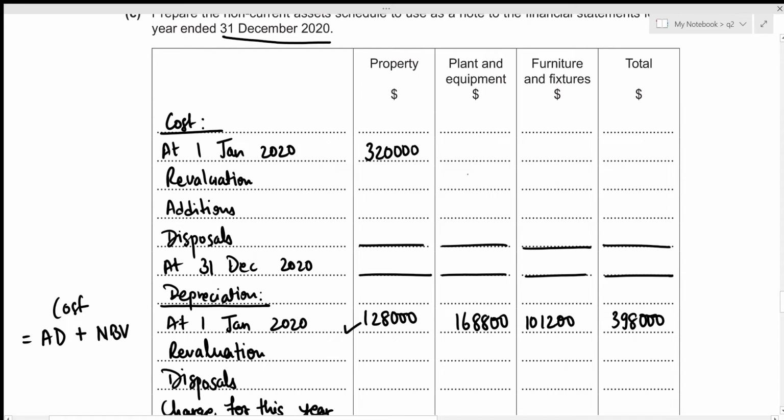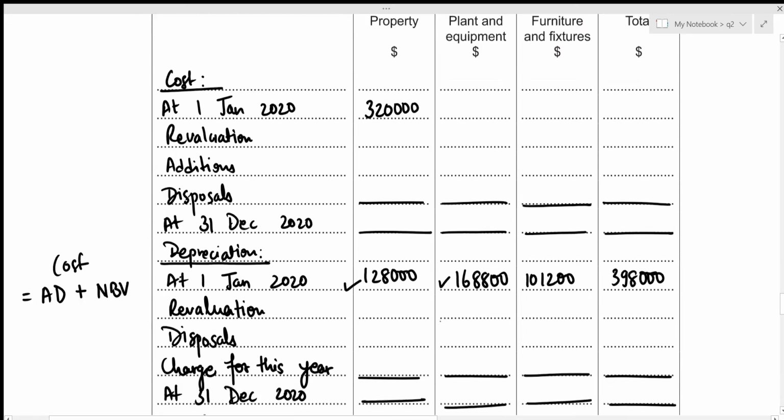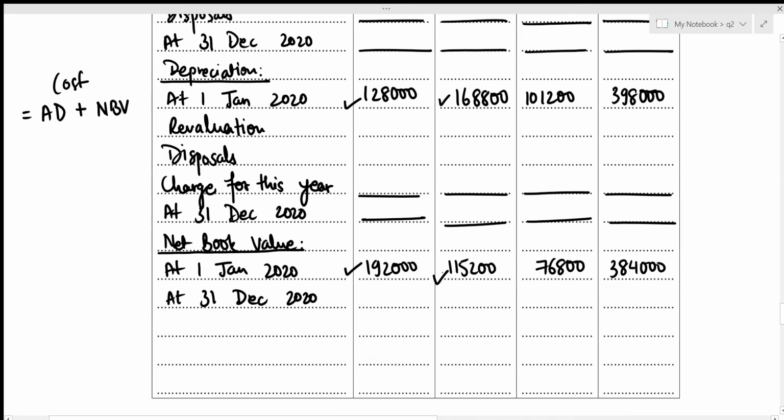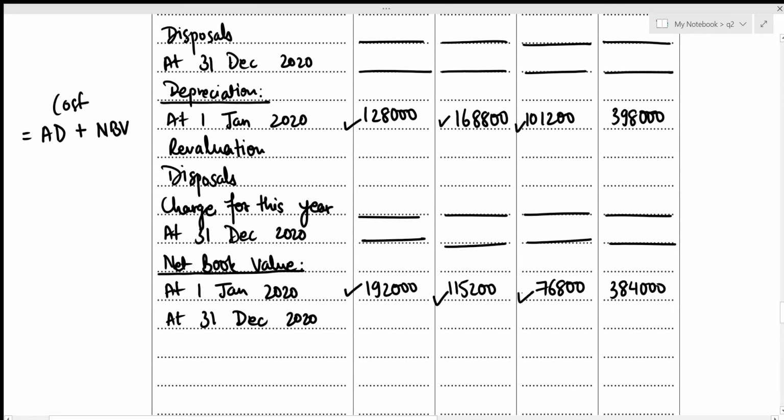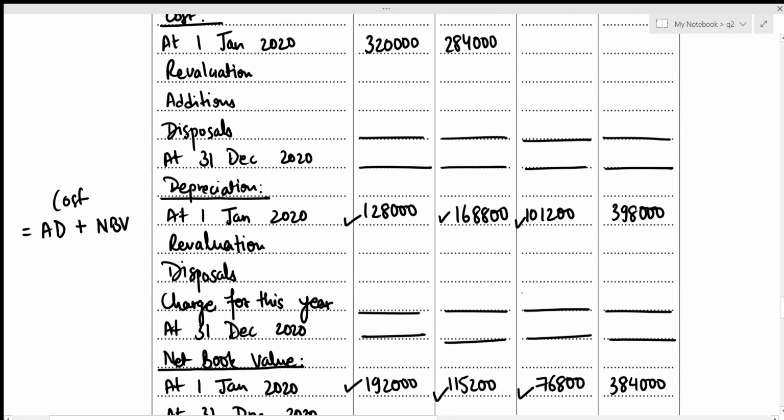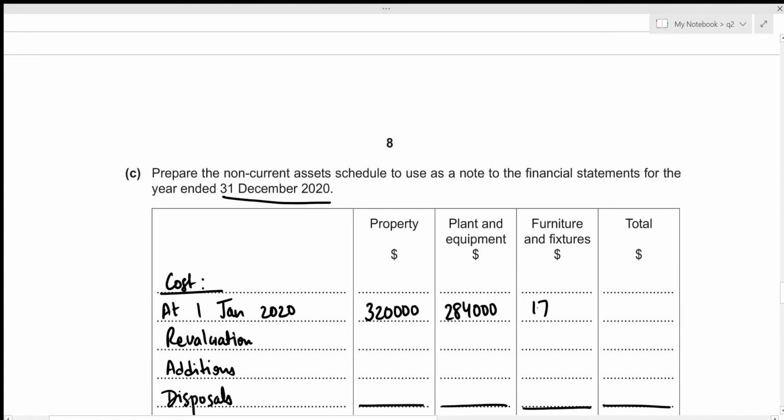Now we repeat the same process for plant and equipment. We have the opening accumulated depreciation of 168,800 and we have the net book value of 115,200, which gives its cost to be 284,000. And now for furniture and fixtures, we have the accumulated depreciation of 101,200 and we have the net book value of 76,800, which results in its cost to be 178,000. Now for the total, that's going to be the sum of these three values, which is 320,000 plus 284,000 plus 178,000, which results in the value of 782,000.